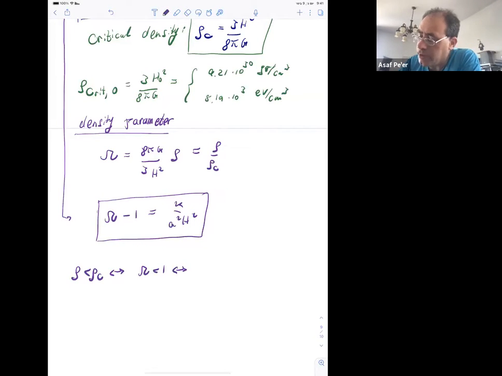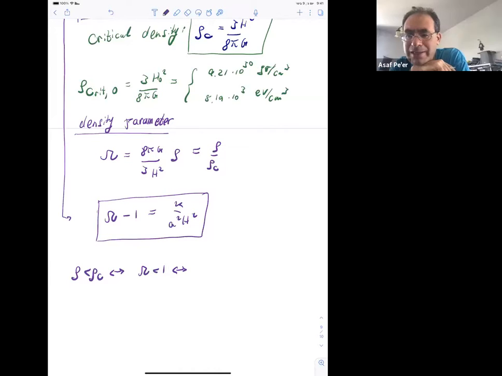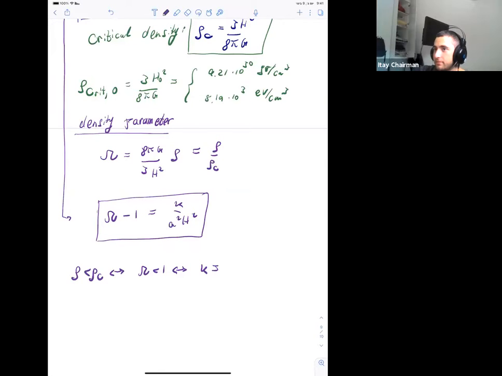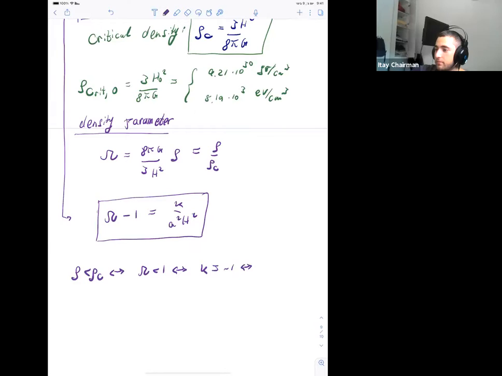So if omega is smaller than 1, what does it mean about k? It's negative. It has to be negative, because a squared and H squared are necessarily positive. So if it's negative, what value does it take? Minus 1. So what does it mean about the universe that we live in? It's open.